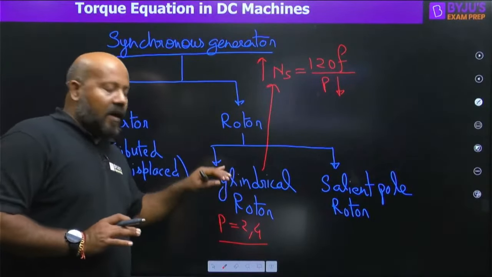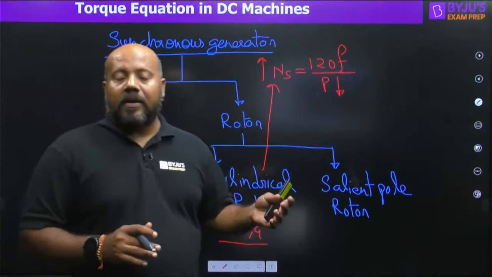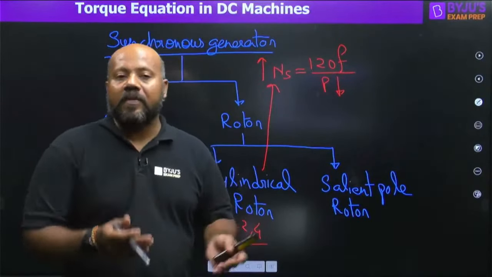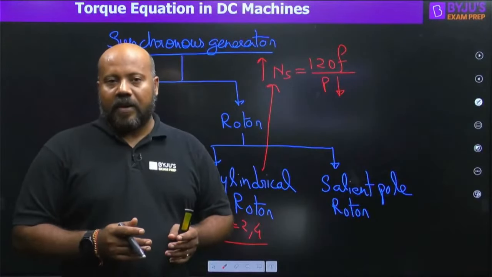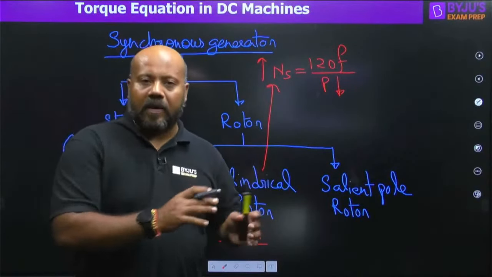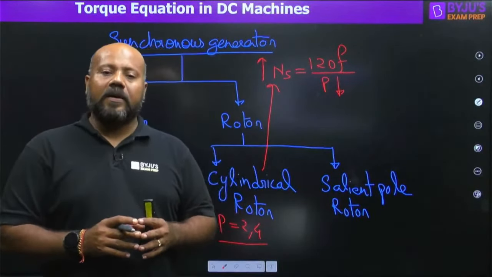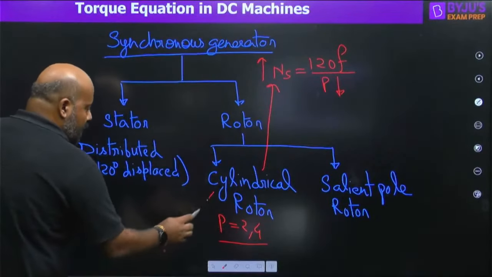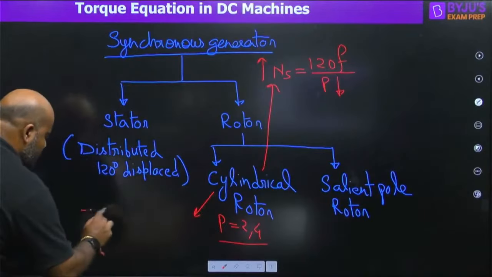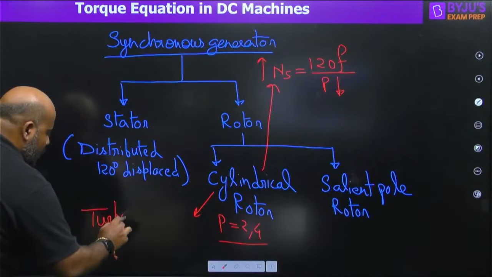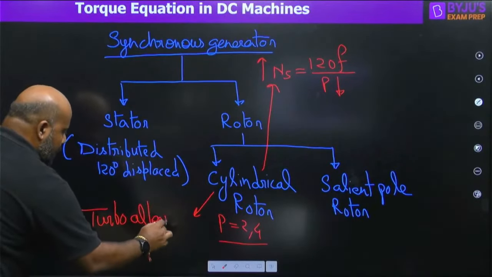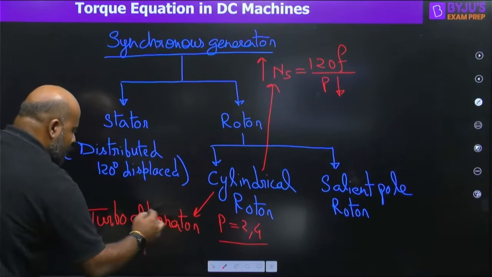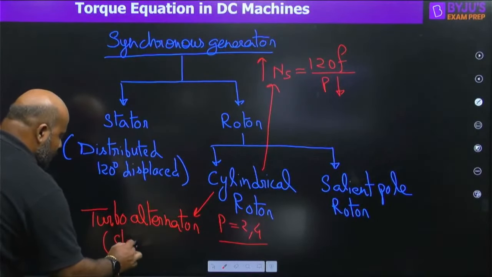So generally the cylindrical rotor is suitable in applications where we have a steam turbine. Are you getting that? Suppose you have a coal-based thermal power plant, you are dealing with the steam turbine. Because of this reason, this is also called a turbo alternator, dealing with the steam turbine.